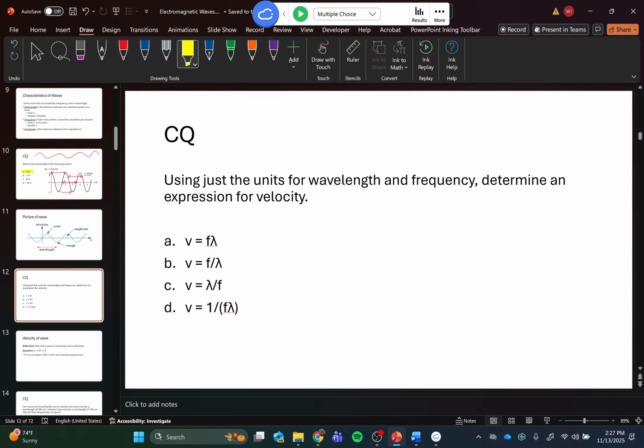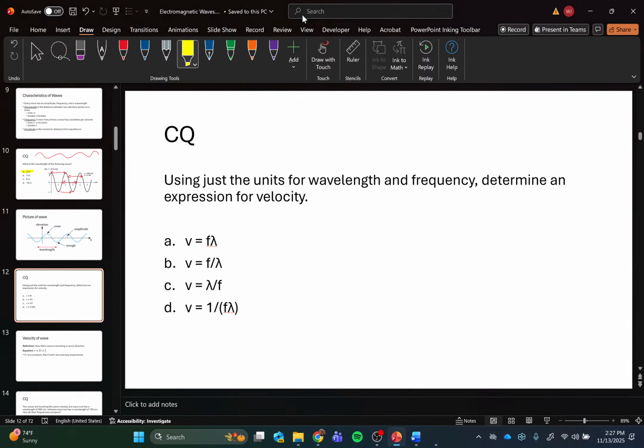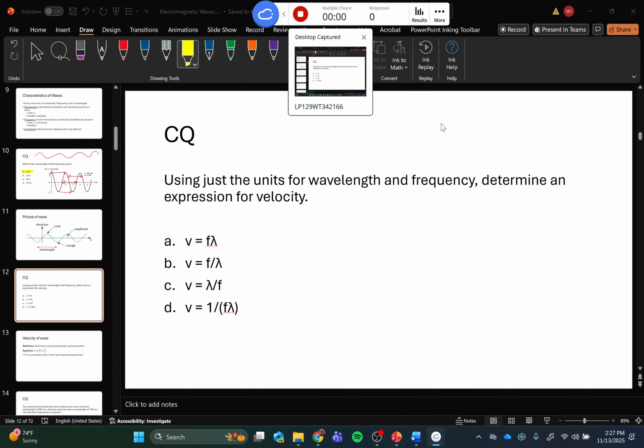Let's derive it using just units. Using just the units for wavelength and frequency, determine the expression for velocity. So you need to ask yourself, what are the units for wavelength? What are the units for frequency? What are the units for velocity? Then do math to make them equal each other. How can I combine wavelength and frequency together to get me the units for velocity? Is it v equals f lambda, v equals f over lambda, v equals lambda over f, or v equals 1 over f lambda?